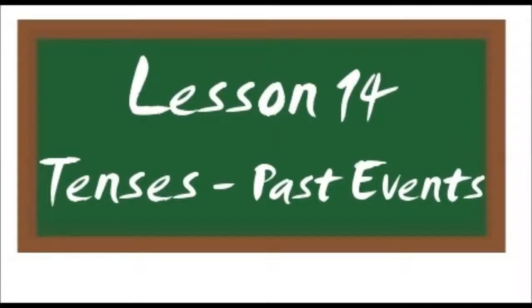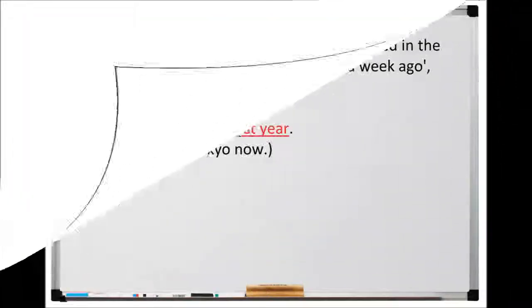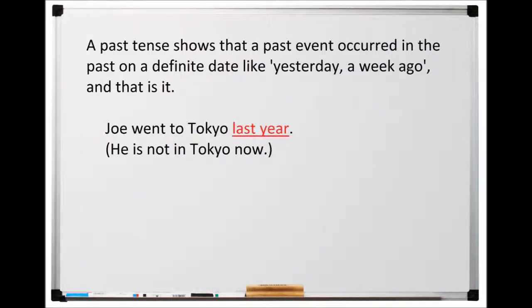Tenses, past events. Please turn to page 161. A past tense shows that a past event occurred in the past on a definite date, like yesterday, a week ago, and that is it. Joe went to Tokyo last year. He is not in Tokyo now.